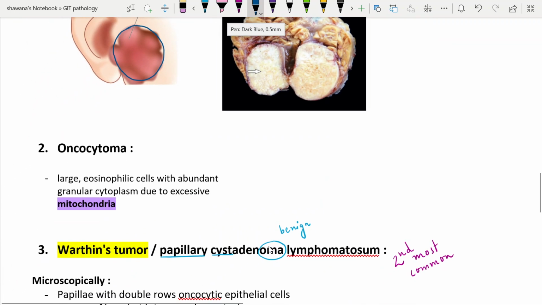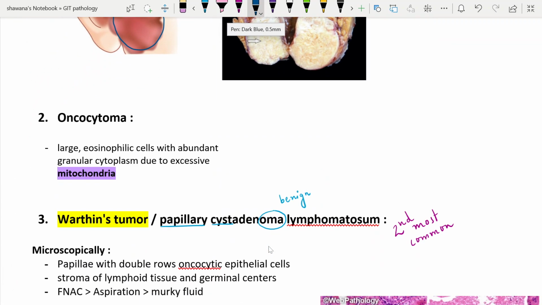Okay. The second benign tumor is oncocytoma. We will discuss oncocytoma later because it is nothing but an abundance of eosinophilic cells due to excessive mitochondria. Oncocytes mean mitochondria in pathology. In oncocytoma, there is an increase in the number of eosinophilic cells, and they contain granular cytoplasm due to the excessive number of mitochondria in them.